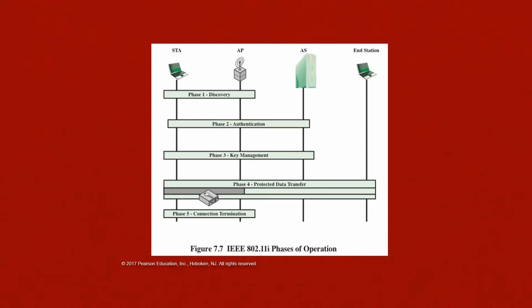Protected data transfer. Frames are exchanged between the STA and the end station through the AP. As denoted by the shading and the encryption module icon, secure data transfer occurs between the STA and the AP only. Security is not provided end-to-end. Connection termination. The AP and STA exchange frames. During this phase, the secure connection is torn down and the connection is restored to the original state.